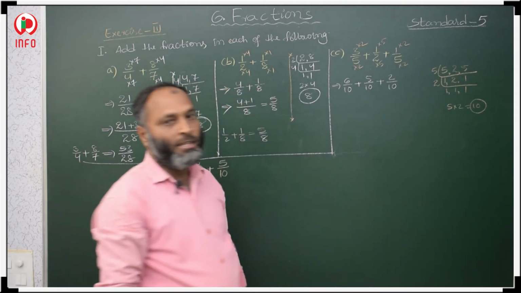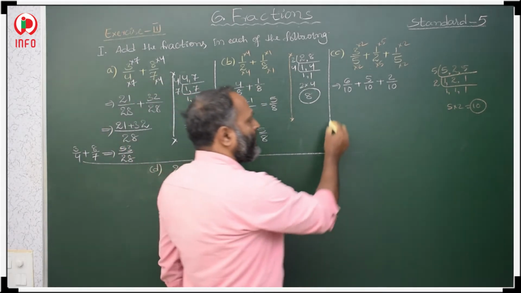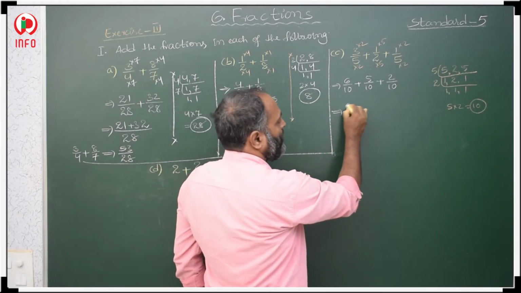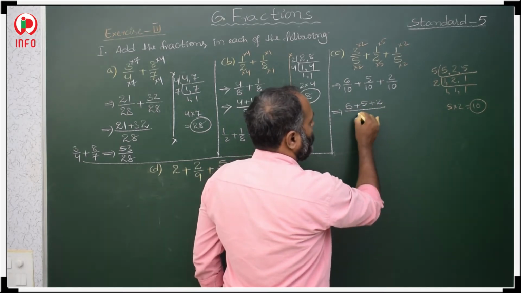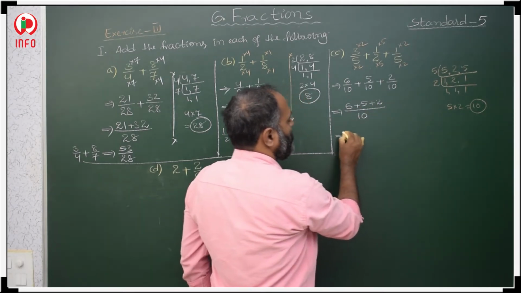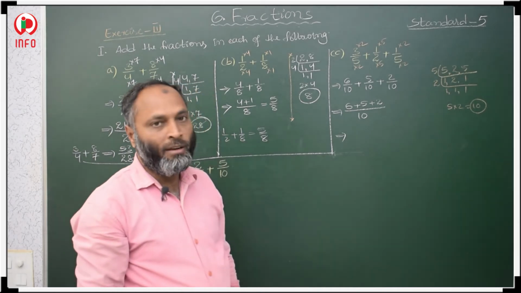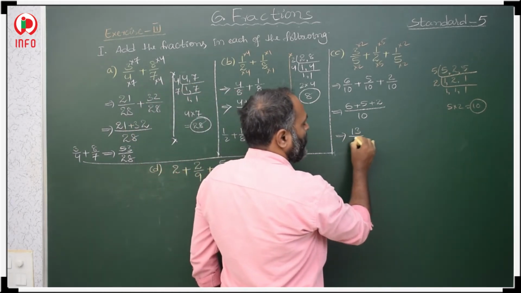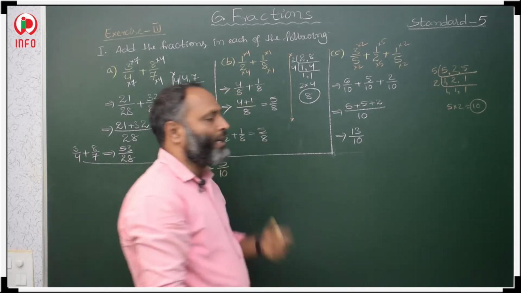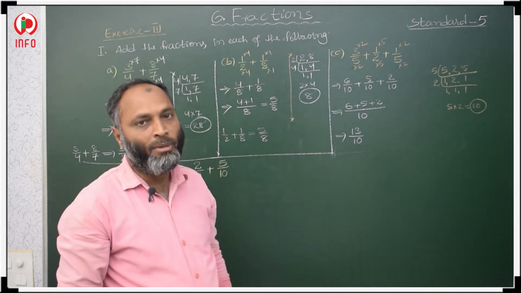All are like fractions. So, when like fractions are there, then how to do? Add the numerators 6 plus 5 plus 2 divided by the common denominator. 6 plus 5, 11. 11 plus 2, 13. 13 by 10. 13 by 10, it is an improper fraction.